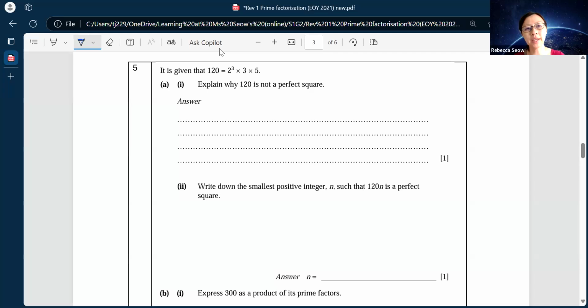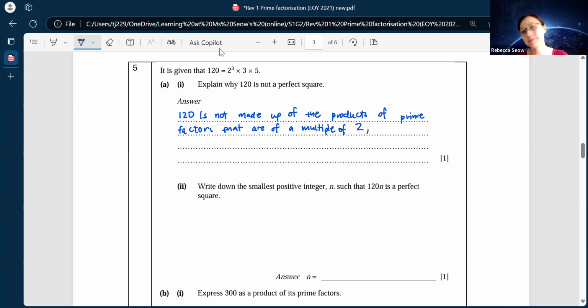Okay, so I shall write it this way. 120 is not made up of the products of prime factors that are of a multiple of 2 and hence 120 is not a perfect square.